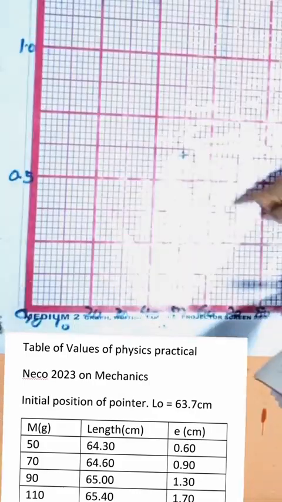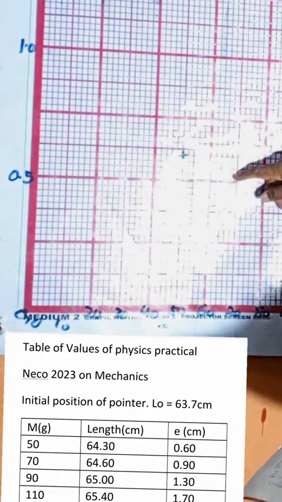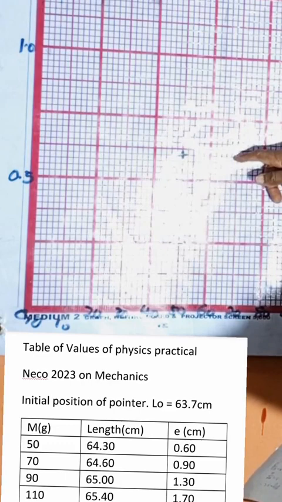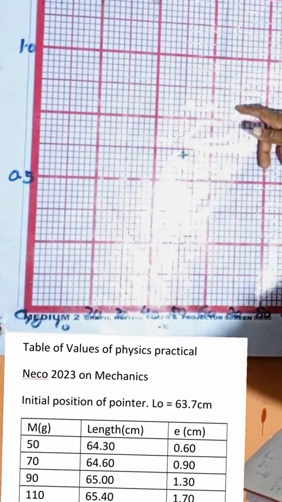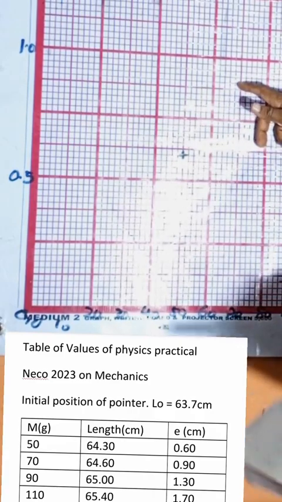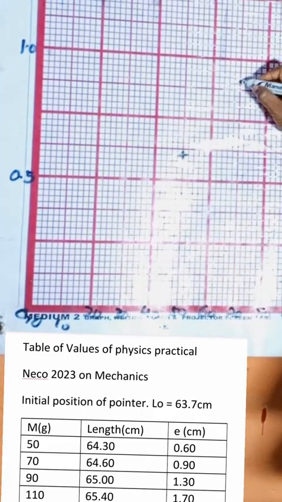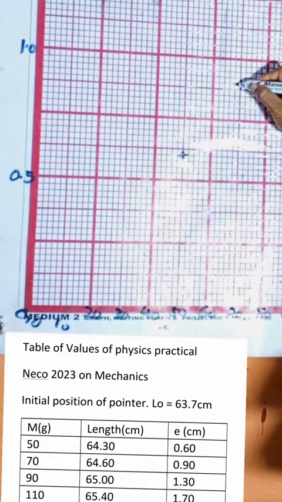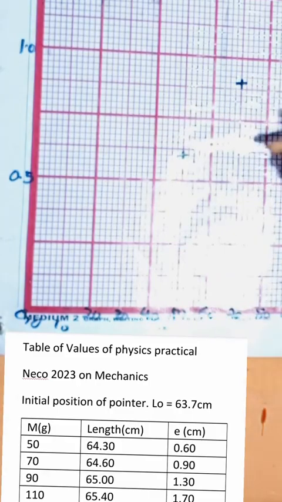So what am I going to do? Under 70: 1, 2, 3, 4, 5, 6, 7, 8, 9, 10, 11, 12, 13, 14, 15, 16. This is the point where 70 and 0.9 coincide. So at that point, I've gotten my 0.9.